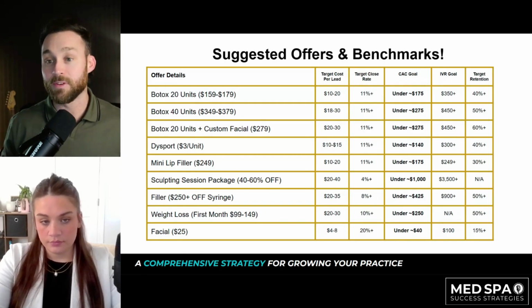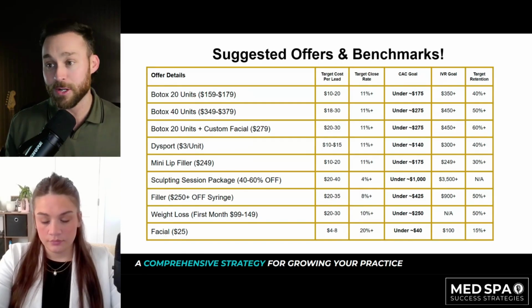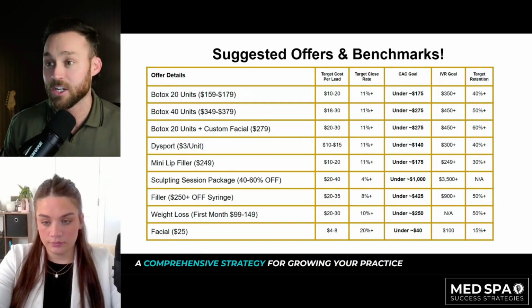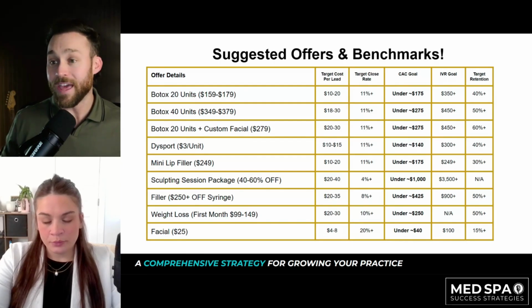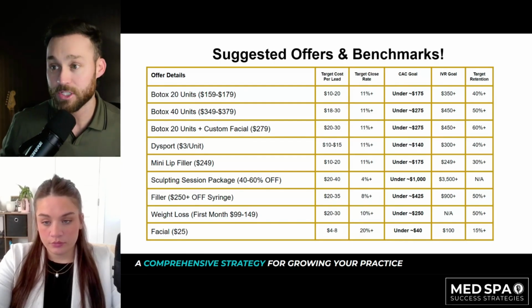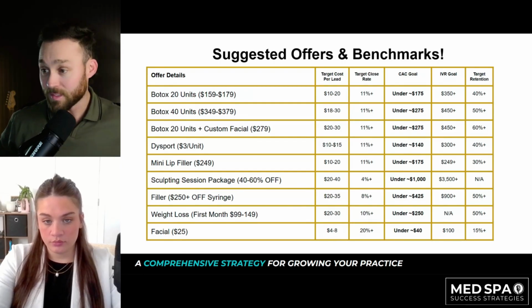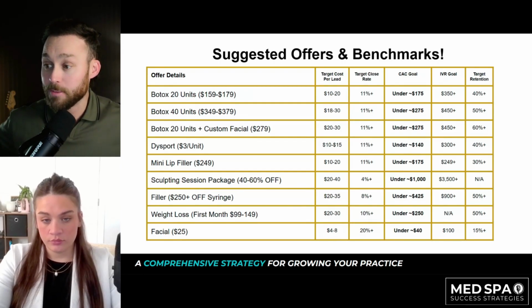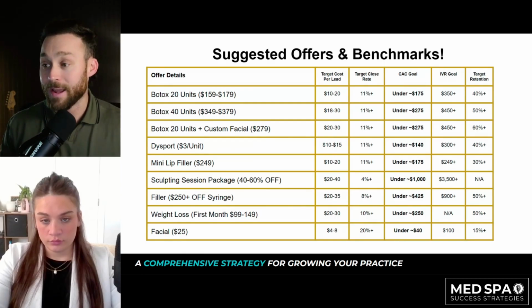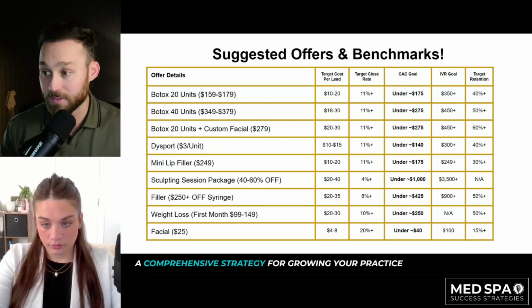But 20 units at $159 to $179. I've got all the benchmarks on the screen, so screenshot this. Let's just read the CAC and initial visit revenue numbers. Basically, on that offer, we want our customer acquisition cost in ad spend to be less than $175. I would say have loftier goals, but that's a good benchmark, right? And then with that, I want my initial visit revenue to be $350 or more.